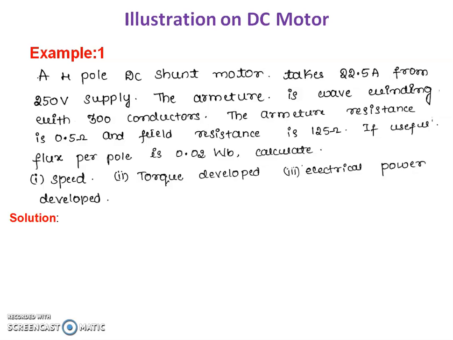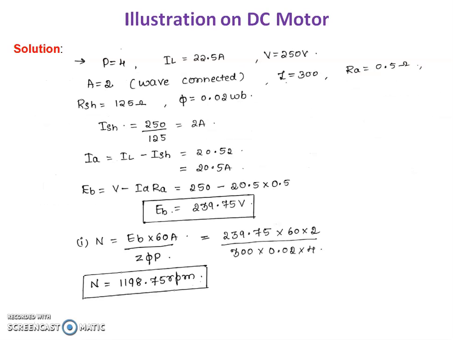Let us take up one example. A 4-pole DC shunt motor takes 22.5 ampere from a 250 volt supply. The armature is wave wound with 300 conductors. The armature resistance is 0.5 ohm and field resistance is 125 ohm. If useful flux per pole is 0.02 Weber, calculate first the speed, second the torque developed, third the electric power developed. Let us see the solution.